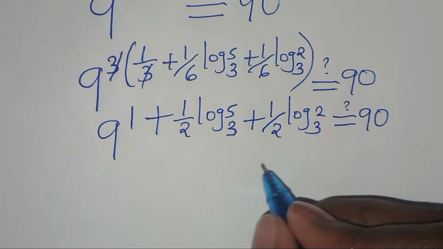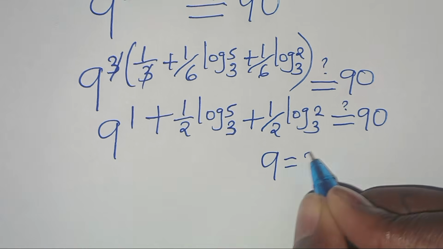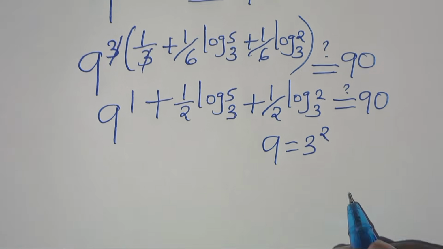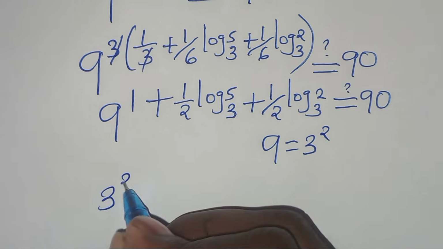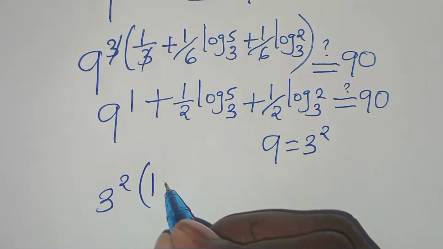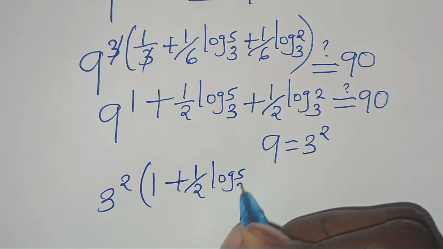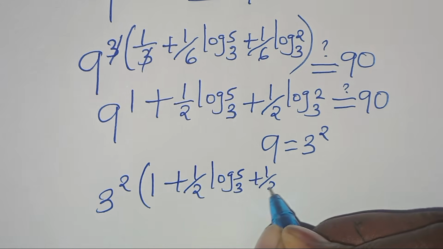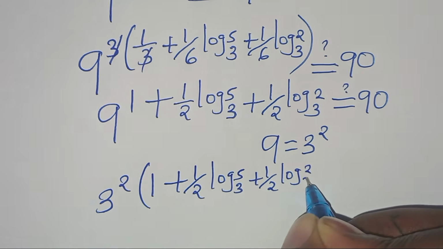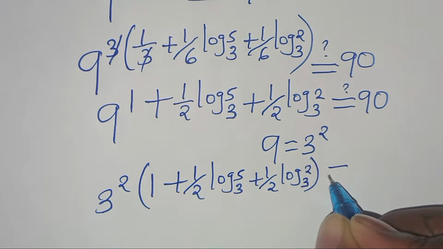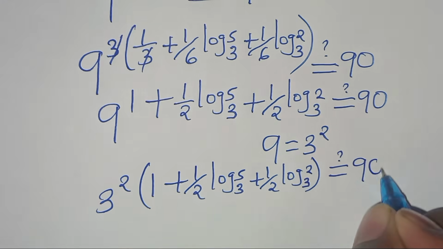The next step is that we can express 9. This is the same thing as 3 to the power of 2. So we have 3 to the power of 2 into the parentheses. This is 1 plus a half log 5 to base 3. Then plus a half log 2 to base 3. This should give us a value of 90.